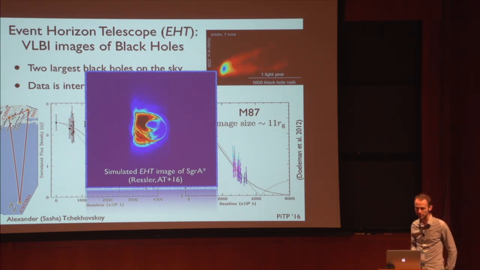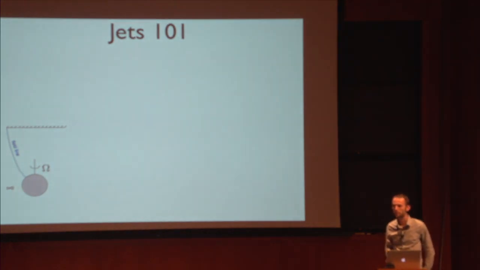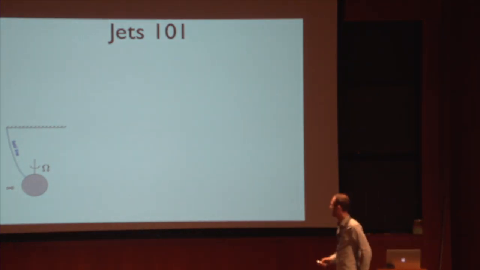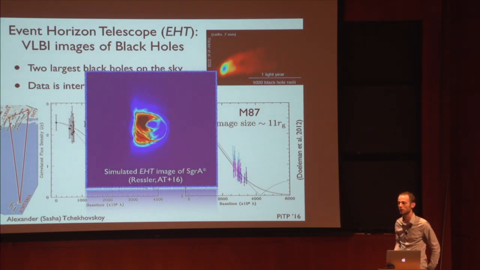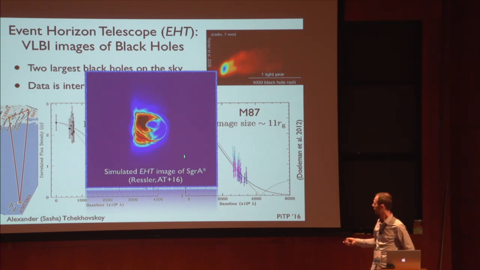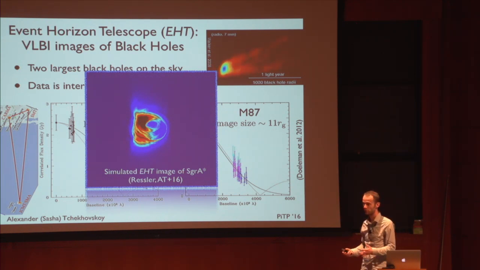Let me now take a step back and, yeah? What was that showing exactly? So this is showing a 230 gigahertz image that you would predict to see with the Event Horizon Telescope. What you see in here is a combination of emission from the jet and an accretion disk. You cannot really tell the two apart too well. In fact, most of this emission is coming from the jet, at least in the model that I'm showing here.